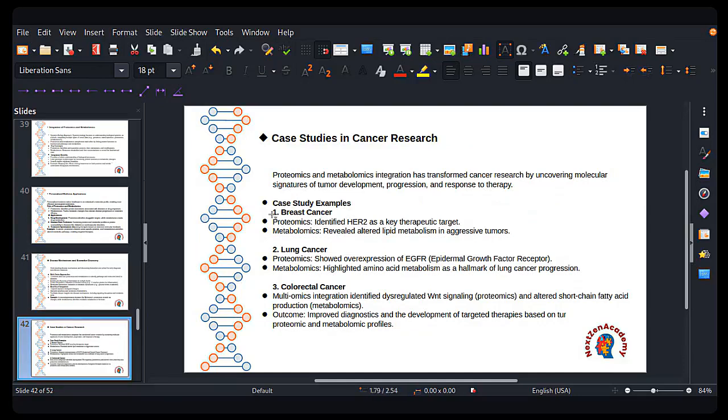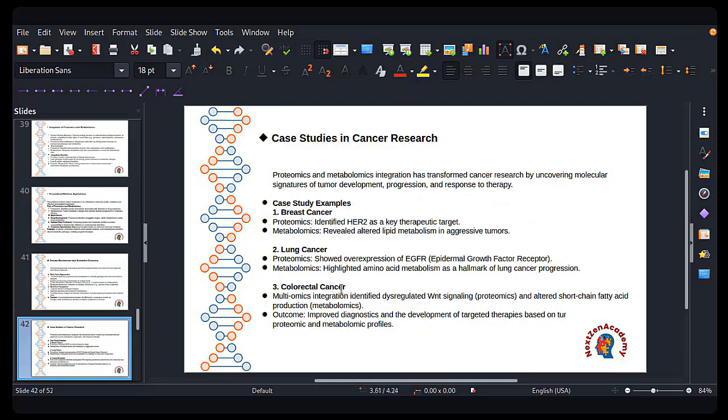See, in case of breast cancer, we identified HER2 as a key therapeutic target. Then metabolomics revealed altered lipid metabolism in aggressive tumors, right? In case of lung cancer, there is overexpression of EGFR, epidermal growth factor receptor. Then metabolomics highlighted amino acid metabolism as the hallmark of lung cancer progression.